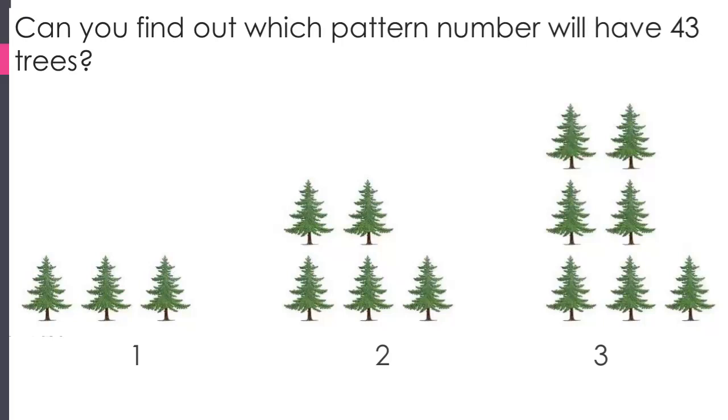Here we go. So, can you figure out which pattern number will have 43 trees? 43 trees. Whoa. We're on page 79. Well, this isn't on your page, but that's where we're going to be headed. Okay, write down your number in a corner or something if you have it.